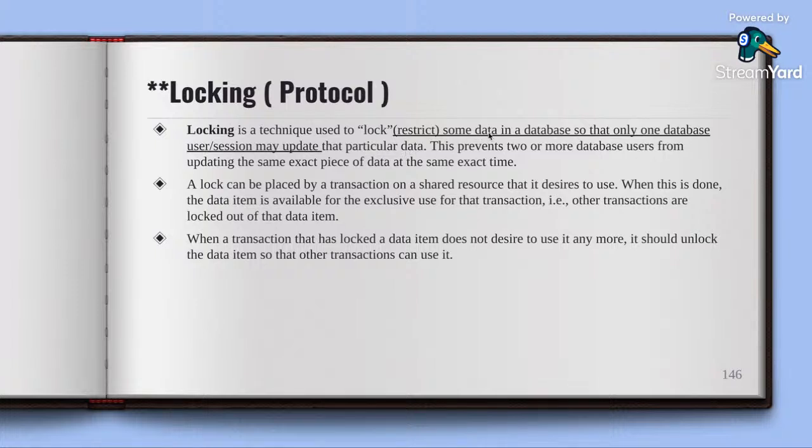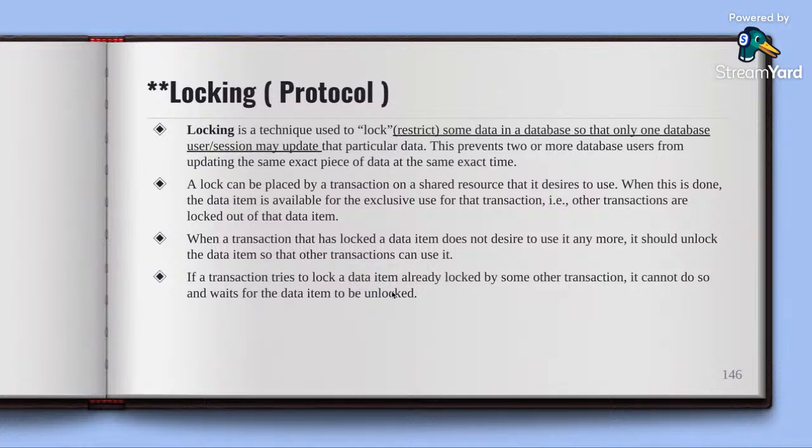Locking is a technique to restrict some of the data in the database, so only one user may update the particular data. This prevents two or more users from updating the same exact piece of data at the same time. Locks can be placed by a transaction on shared resources that it desires to use. When this is done, the data item is available for exclusive use of that transaction. Other transactions are locked out of that data item. When a transaction that has locked a data item does not desire to use it anymore, it should unlock the data so that other transactions can use it. If a transaction tries to lock a data item already locked by some other transaction, it cannot do so and waits for the data item to be unlocked.